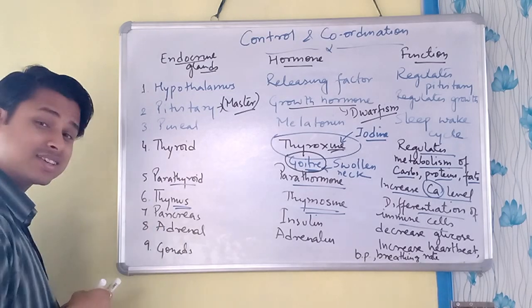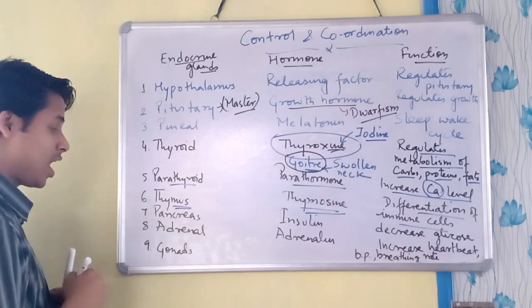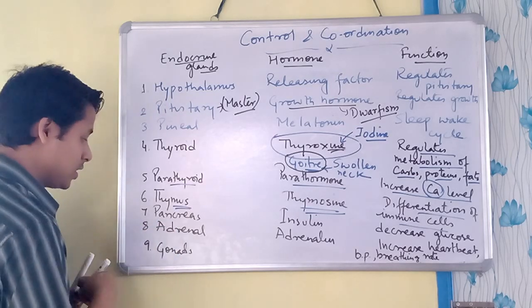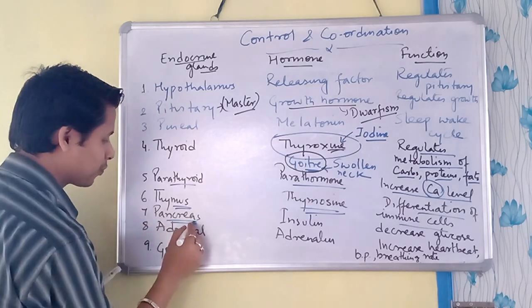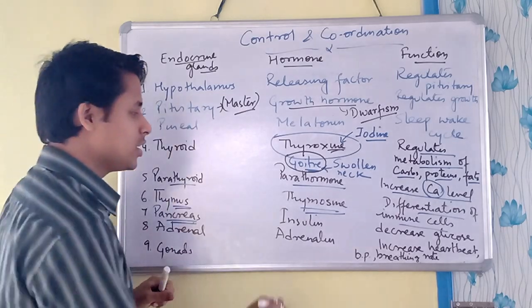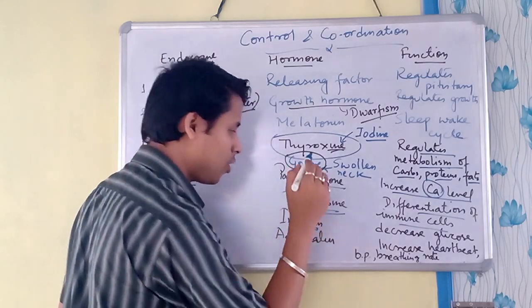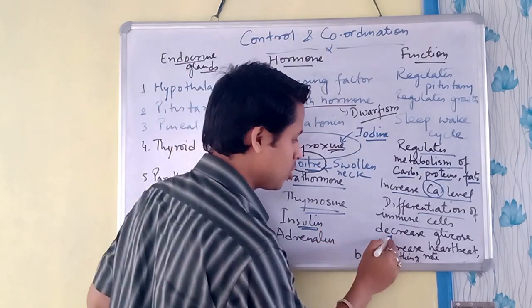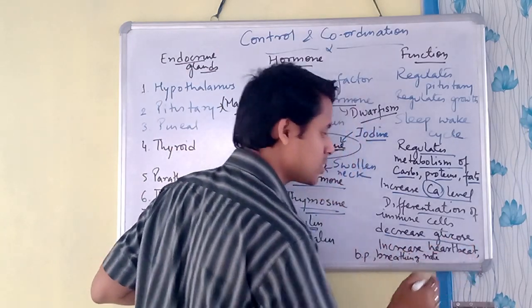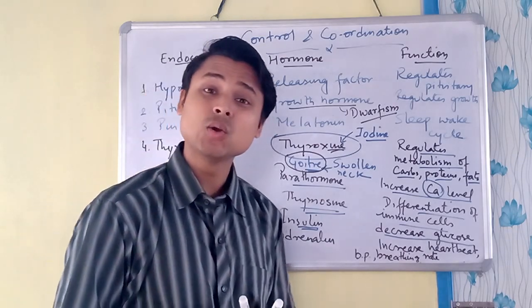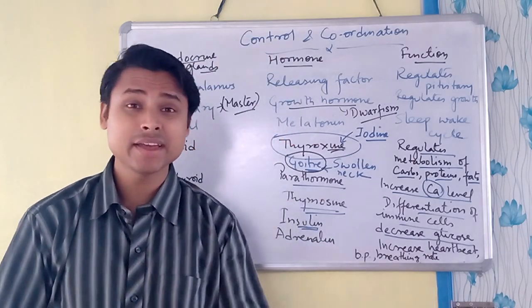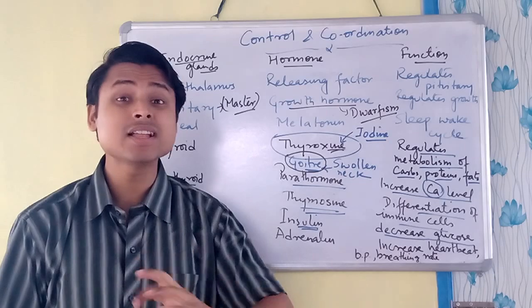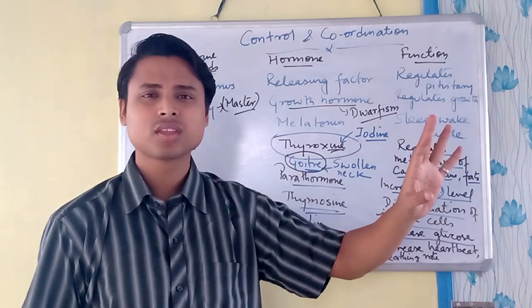Pancreas, you have already studied about the exocrine part, how it is working in the digestion process. So this pancreas is releasing insulin hormone, right? And what is the function of this insulin hormone? It decreases the glucose level in the blood by allowing the cells to consume the glucose.